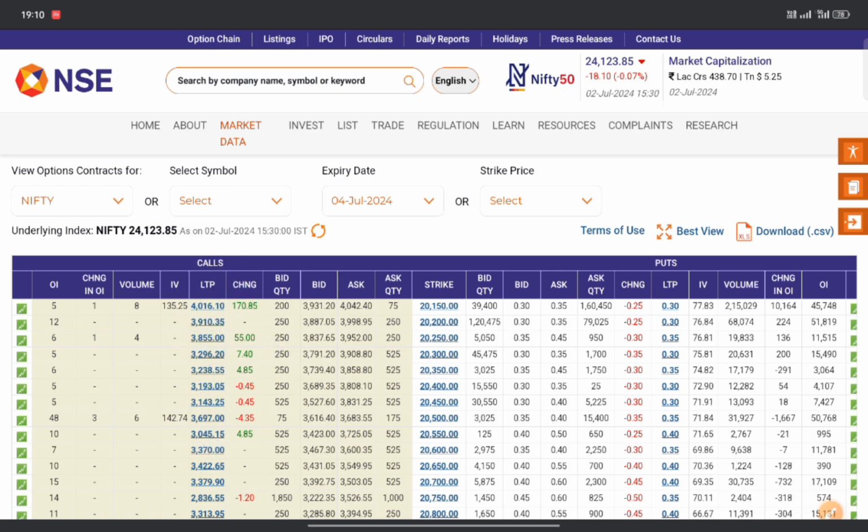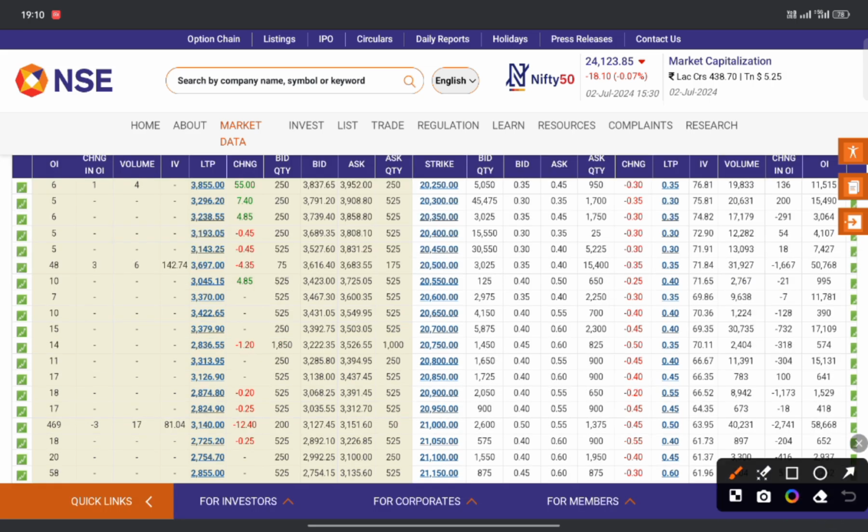So if the price of the underlying stock is expected to go up in value, then you buy call options. Here, these are the call options. And conversely, if the price is expected to go downside, then buy put options. These are the put options, this side.